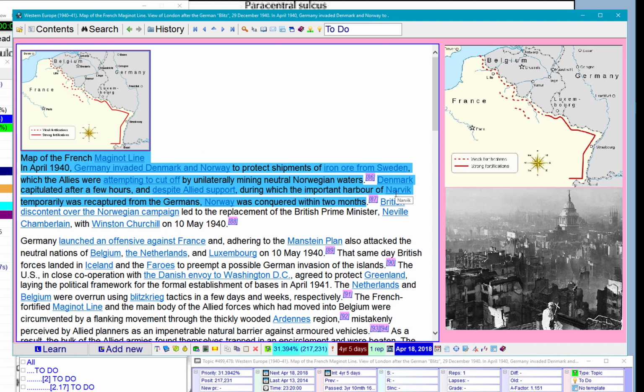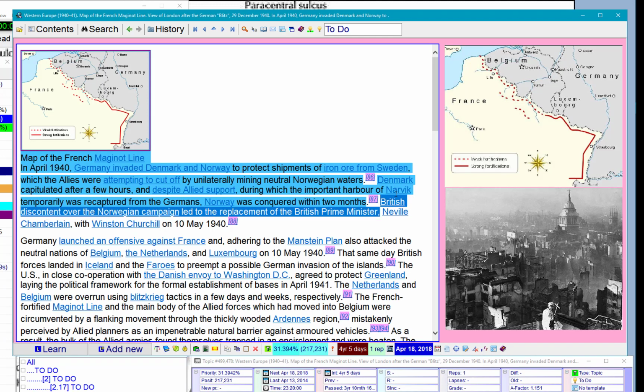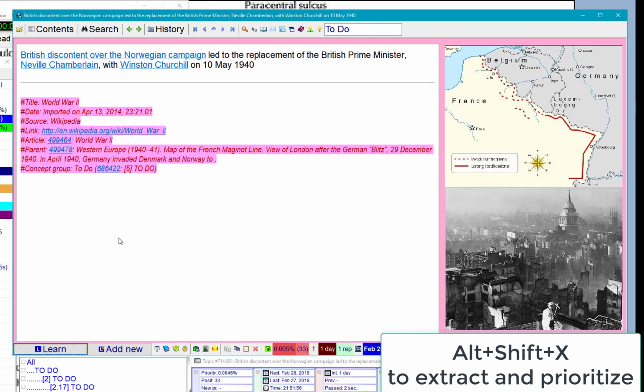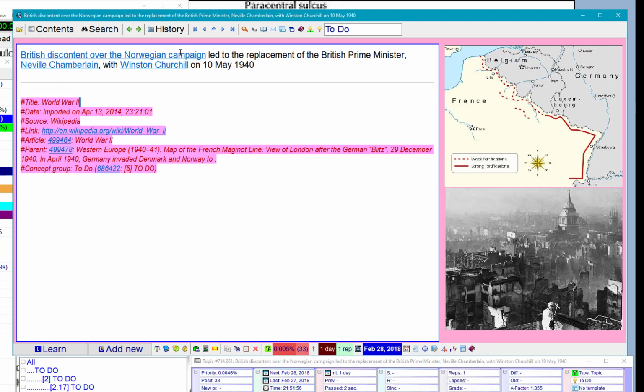British discontent. Oh, that's important. It's Winston Churchill. Let me do the scene. So I'll do it like this. It's going to have a Norwegian campaign. Do I need to remember that? Maybe not. Let the replacement of British Prime Minister Neville Chamberlain with Winston Churchill. Even if I know that, I'll create an extra clause.